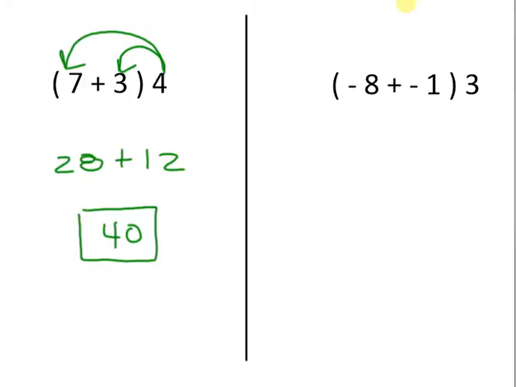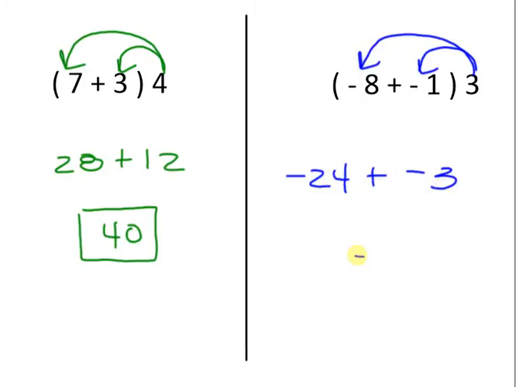All right. Now here I have a 3 on the outside, and it's on the right-hand side that I'm distributing. So I'm going to distribute to this -8 first, and then I'm going to distribute to the -1 next. So 3 times -8 is -24 plus, and then 3 times -1 is -3. -24 plus -3, same sign, so we're going to add and keep the negative sign. It's going to be -27.